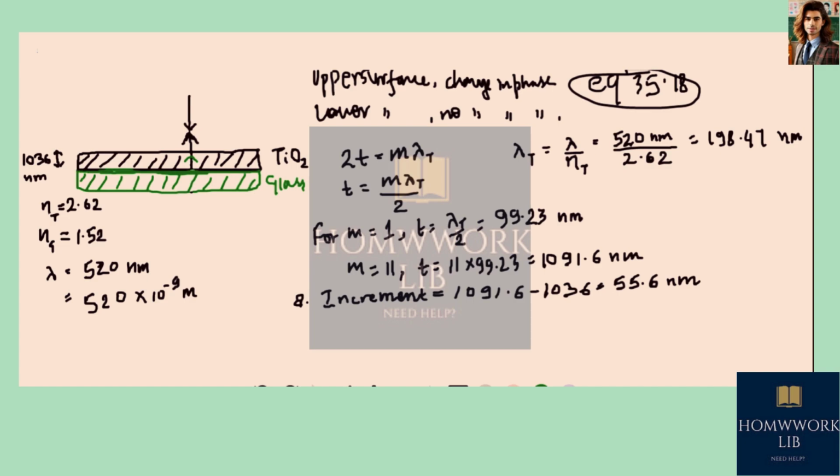Now, with this adjustment, what is the path difference? The path difference is just twice the thickness, because the light has to come down here and then get back. So the extra path that the second wave travels is 2 times the thickness. The new thickness was 1091.6, so 2 times 1091.6 nanometers gives me 2183.2 nanometers.